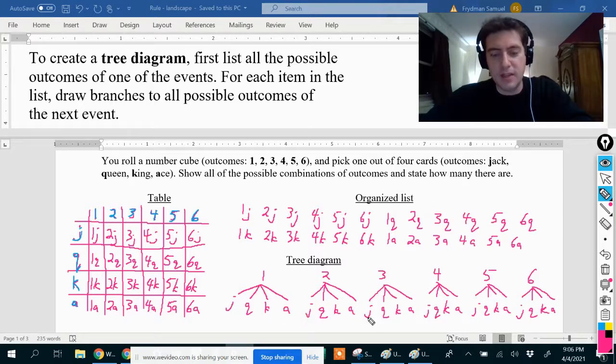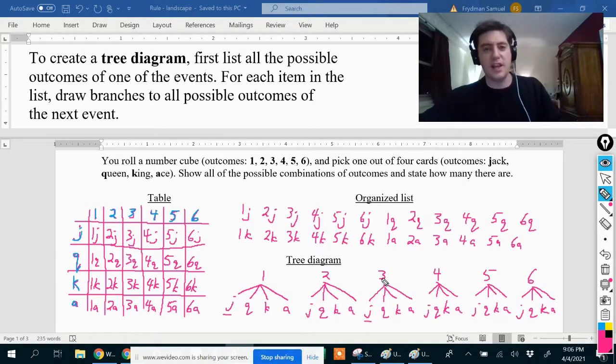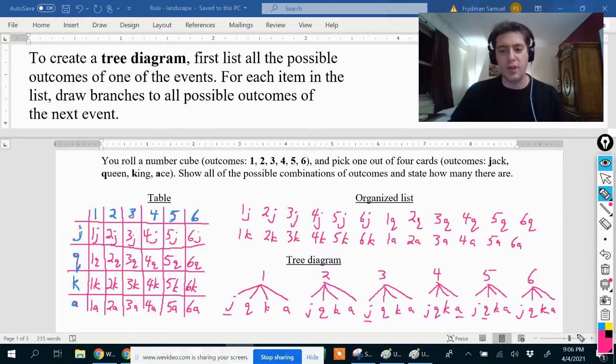Okay, so what does this mean? How is this outcome different from this one? Are these the same thing? Well, no, this means that first I rolled the die and I got a 3, and then I picked the jack, okay? This one over here means first I rolled the die and I got a 1, and then I picked the jack, right? This over here means first I rolled the die and I got a 5, then I picked a queen. This means first I rolled the die and I got a 4, then I picked an ace. Okay, so I think you get the idea. So this is all the possible combinations of outcomes.